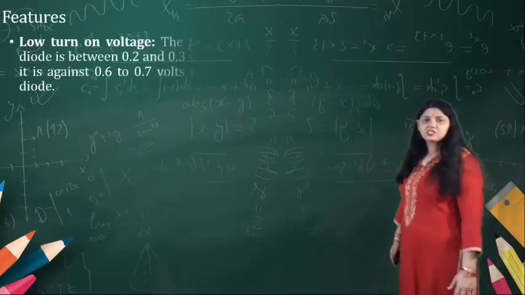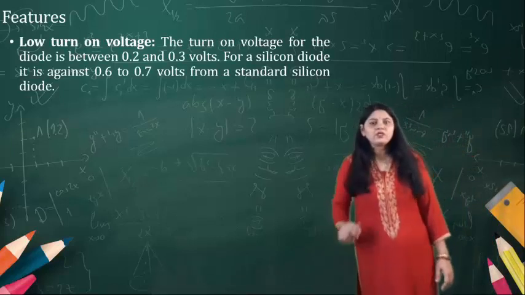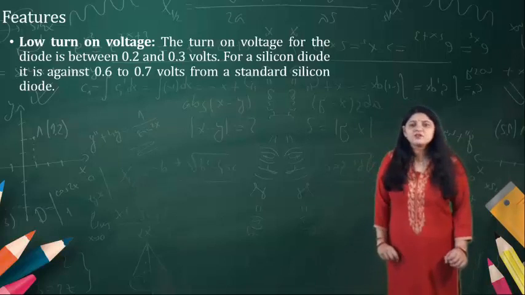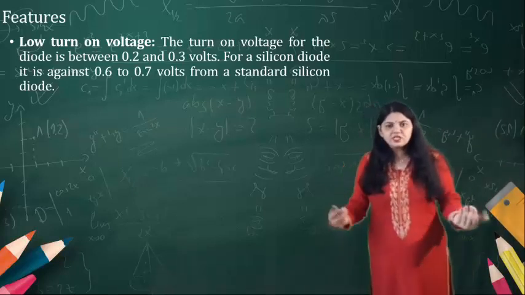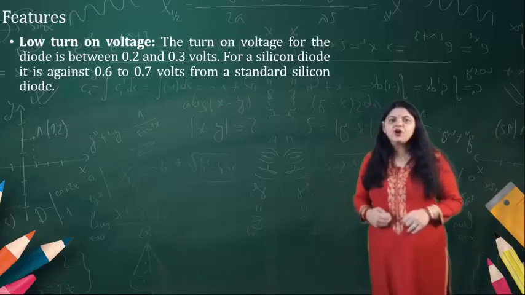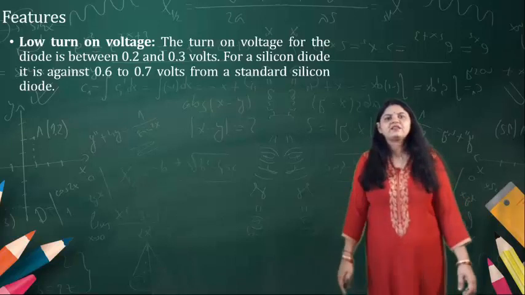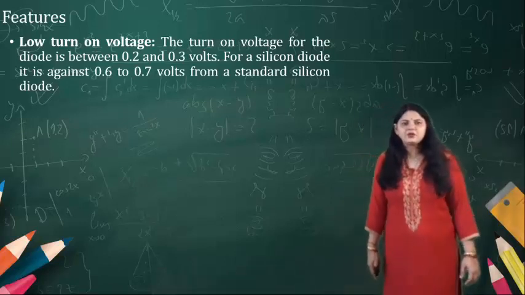The features of the Schottky barrier diode are, first, the low turn-on voltage. The turn-on voltage is between 0.2 and 0.3 volts. If you consider a silicon diode in particular, it is between 0.6 and 0.7 volts for a standard diode.